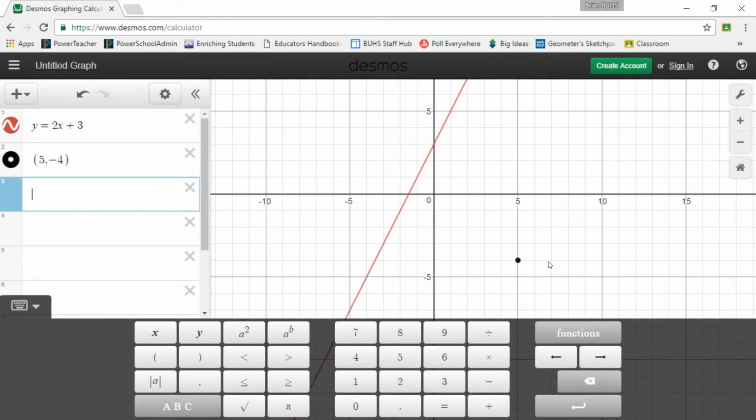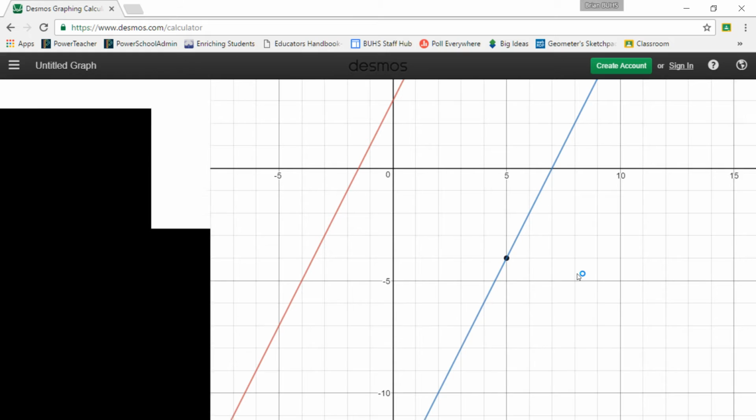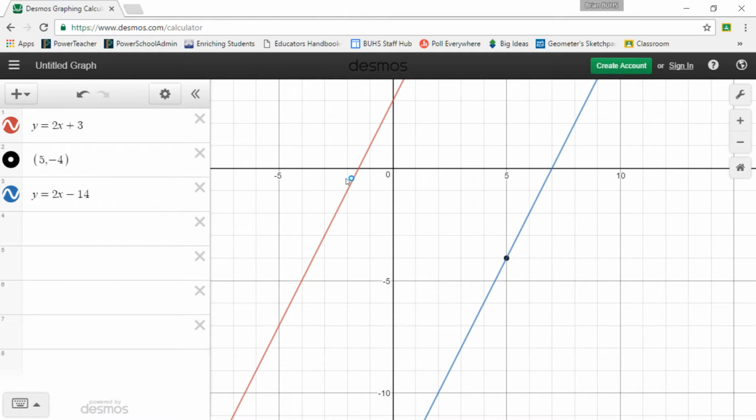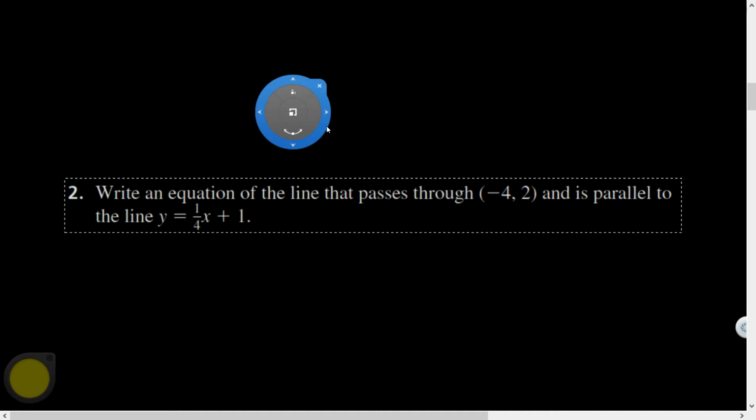Let me zoom in. And we said y equals 2x minus 14. Bam! We got him! Look at that. Wow. That was an amazing shot. Did you see that? It's parallel to the red line and passes through the point. Mystery solved, friends. So that just works. Let's do problem 2 from the monitoring progress.